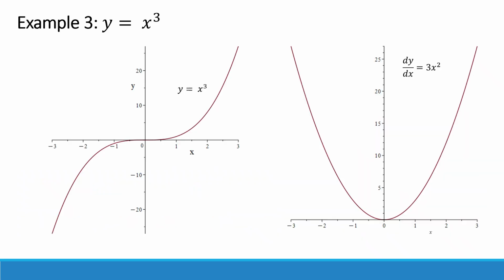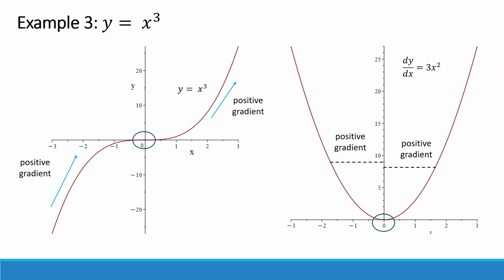We're going to start with the same example from the previous video on stationary points, using the function y equals x cubed. We have the gradient graph on the right here, dy by dx equals 3x squared. We have the stationary point at x equals 0, corresponding with the gradient graph being 0 at x equals 0. To the left of a stationary point, we have a positive gradient, and to the right of a stationary point, we also have a positive gradient.